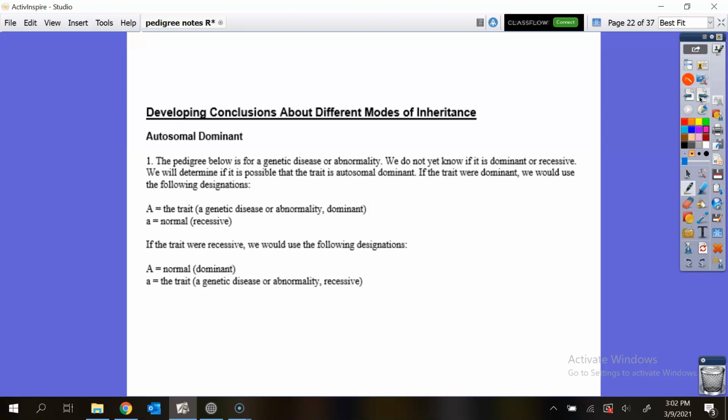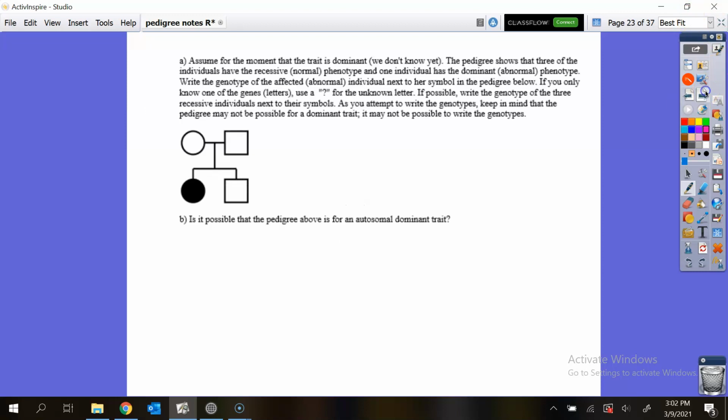A big A if you have the trait, a little a if you're normal and do not have the trait, the genetic disease or abnormality. Now, if the trait were recessive, remember, we would have done it the flip way. So these ones we're doing are autosomal dominant traits. Okay, so assume that it is dominant.